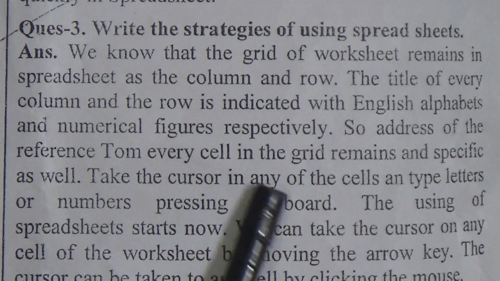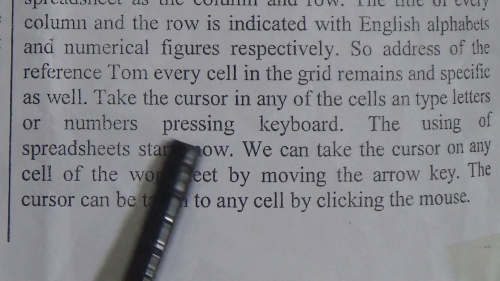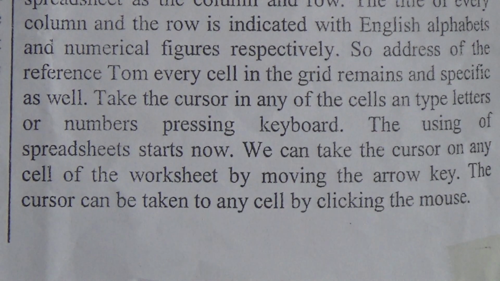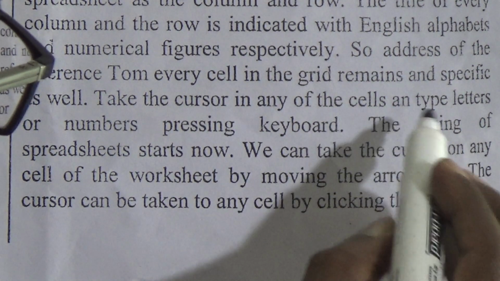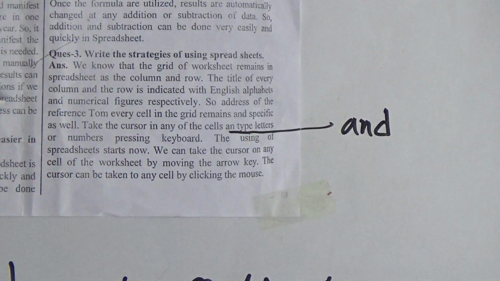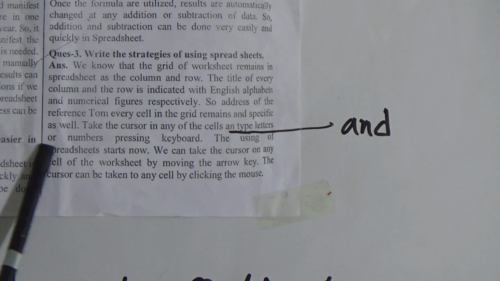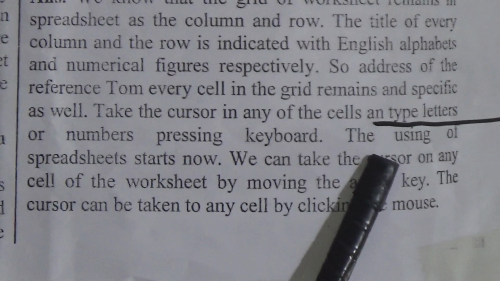Take the cursor in any of the cells and type letters or numbers pressing keyboard. Type AND, A and D. That is a little mistake. Okay, you will follow like this one. It will be AND, A and D. Cells and type letters or numbers pressing keyboard.